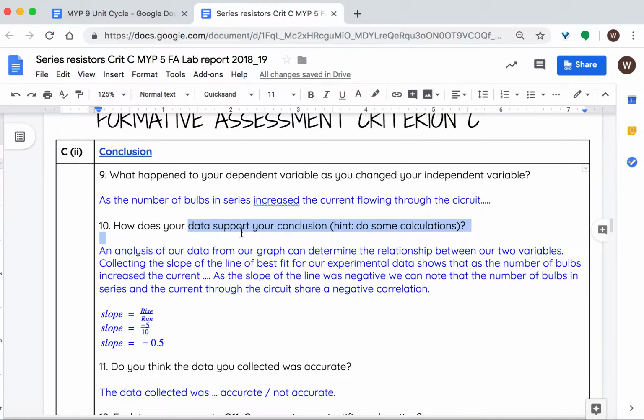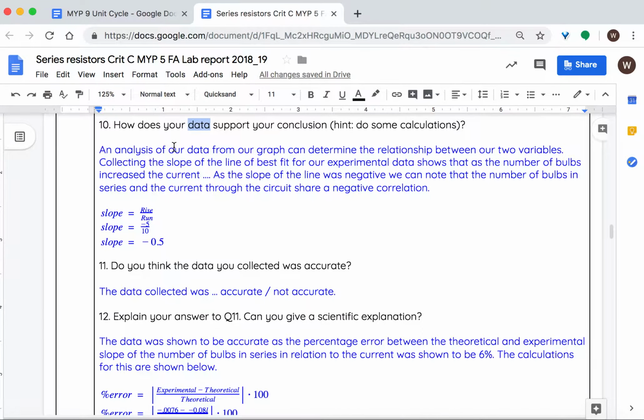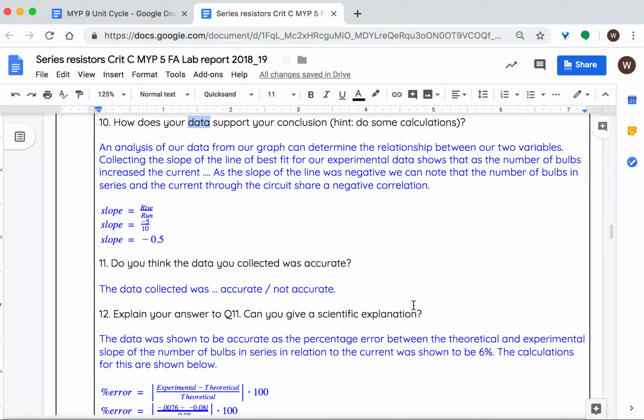Next up, how does your data support your conclusion? You're just finding out and saying from data means you have to go into the numbers, why what you said happened. So for me, I went through the analysis of a graph. That's what you were doing as well. An analysis of data from our graph can determine the relationship between our two variables. What we did was we looked at the line of best fit, and then we found the slope of that line of best fit. We noticed that the two share a negative correlation. Negative correlation meaning as I increase one, the other one decreases.